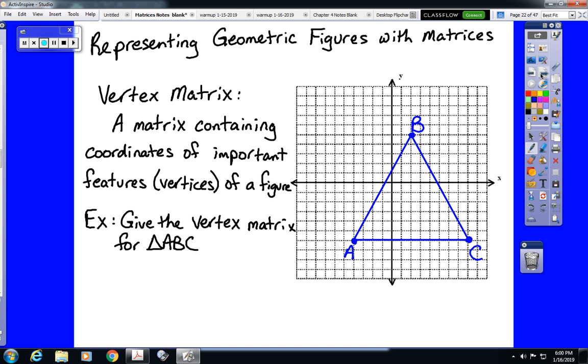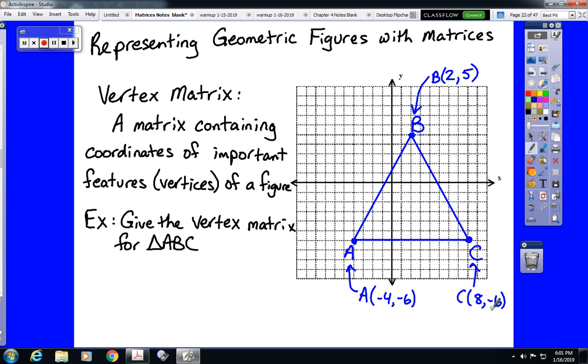So this particular shape, triangle ABC, has 3 vertices, point A, point B, and point C. So what we do is we come up with the coordinates of those points. For instance, point A is located at -4, -6, left 4 and down 6 from the origin. Point B is located at point 2, 5, right 2 and up 5 from the origin. And point C is located at 8, -6, right 8 and down 6 from the origin.